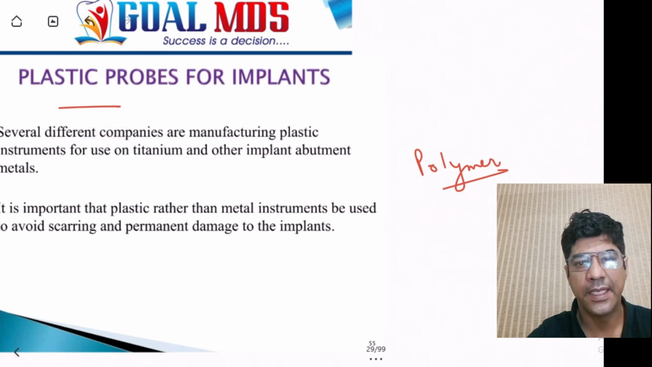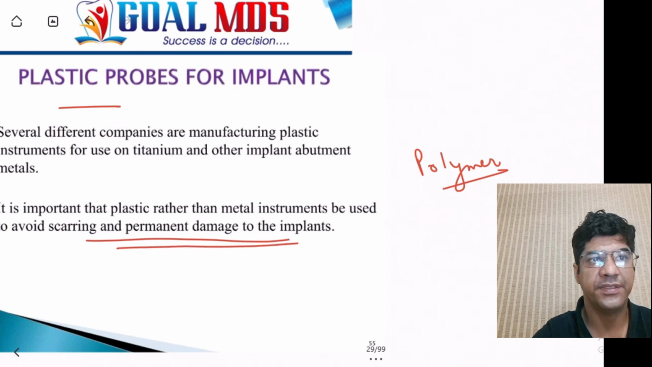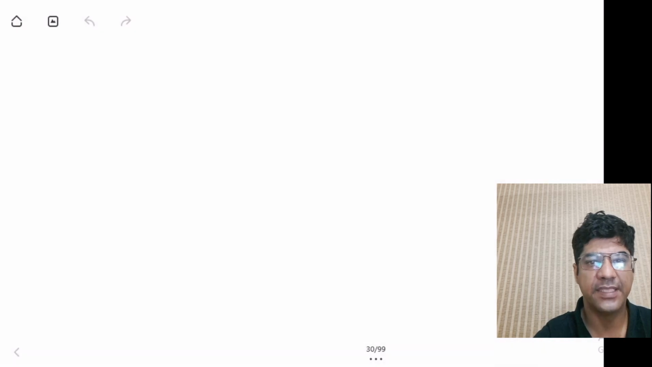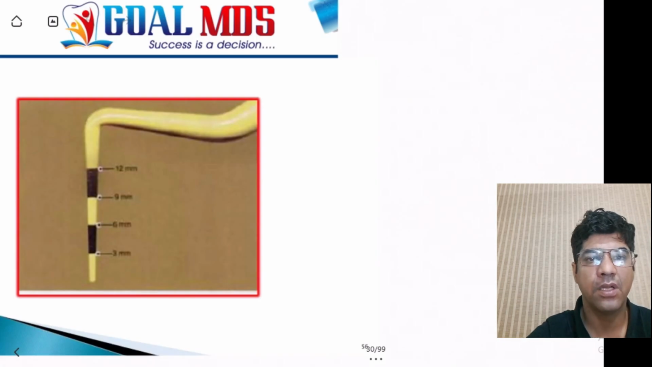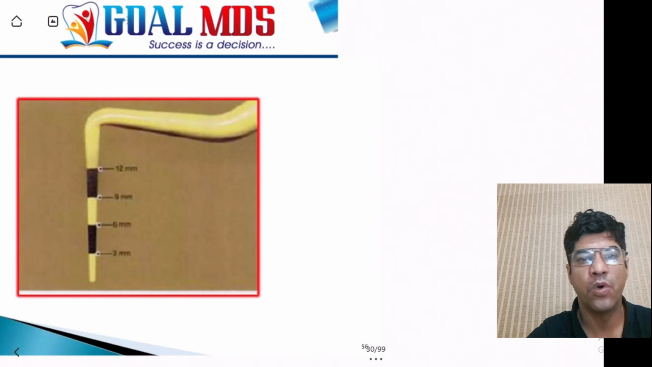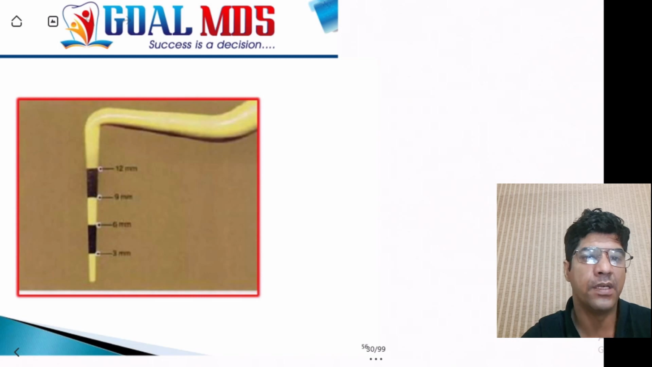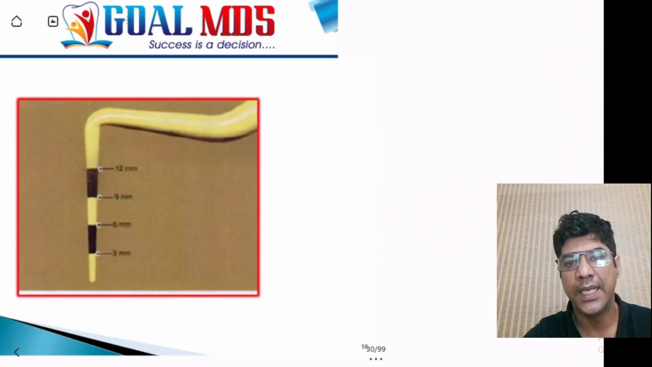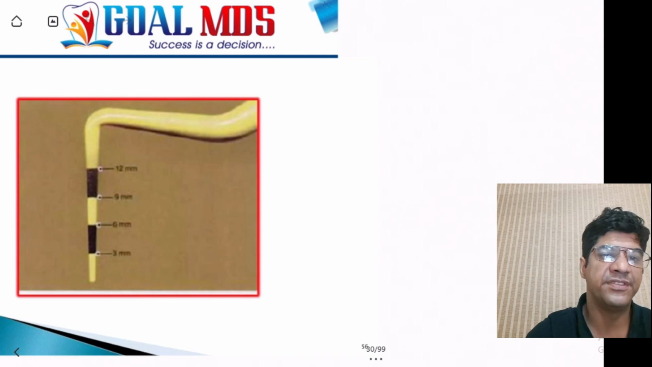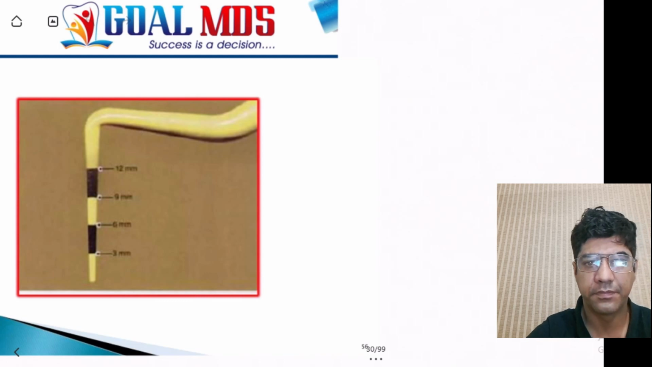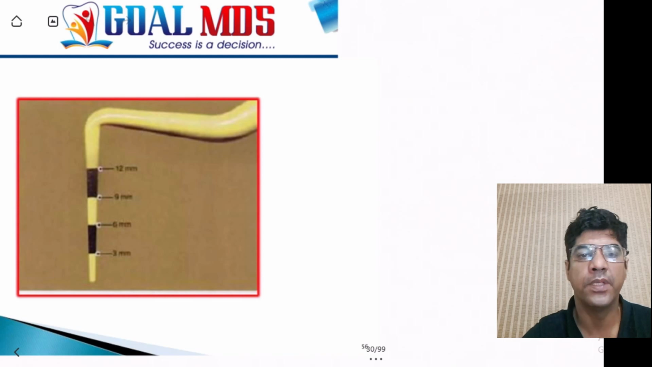These materials are gentle on the implant surface and reduce the risk of scratching or causing any damage to the implant surfaces. One of the key advantages of plastic probes is that they are non-metallic. This makes them suitable for use with various types of dental implants made of materials like titanium, zirconium, ceramic, that can cause sensitivity to metal instruments. So these plastic probes are used to measure the pocket depth around the dental implants.